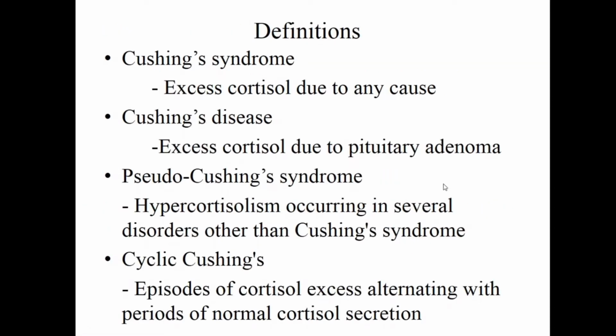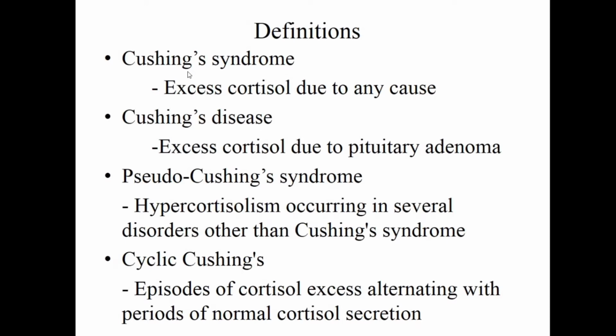So let's go through some definitions which are important. When we say Cushing syndrome, it means there is an increase in steroids, which is glucocorticoids or cortisol, due to any cause. If you say Cushing syndrome, then that means it is cortisol secretion which can be from any cause. It can be a hypothalamic cause, it can be a pituitary cause, or it can be an adrenal cause, or it can be an ectopic cause. So irrespective of the cause, if the steroid secretion is more in the body, that is known as Cushing syndrome.